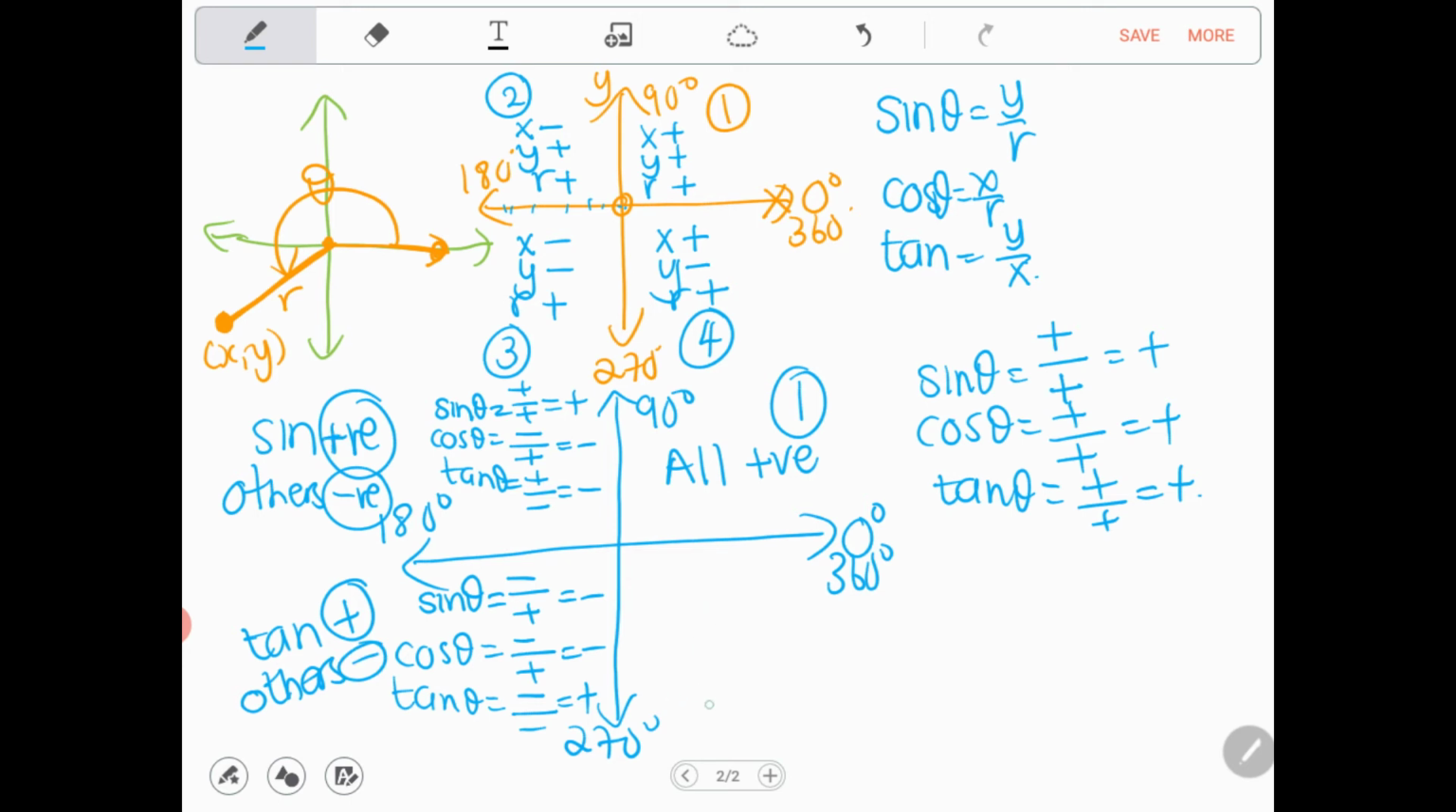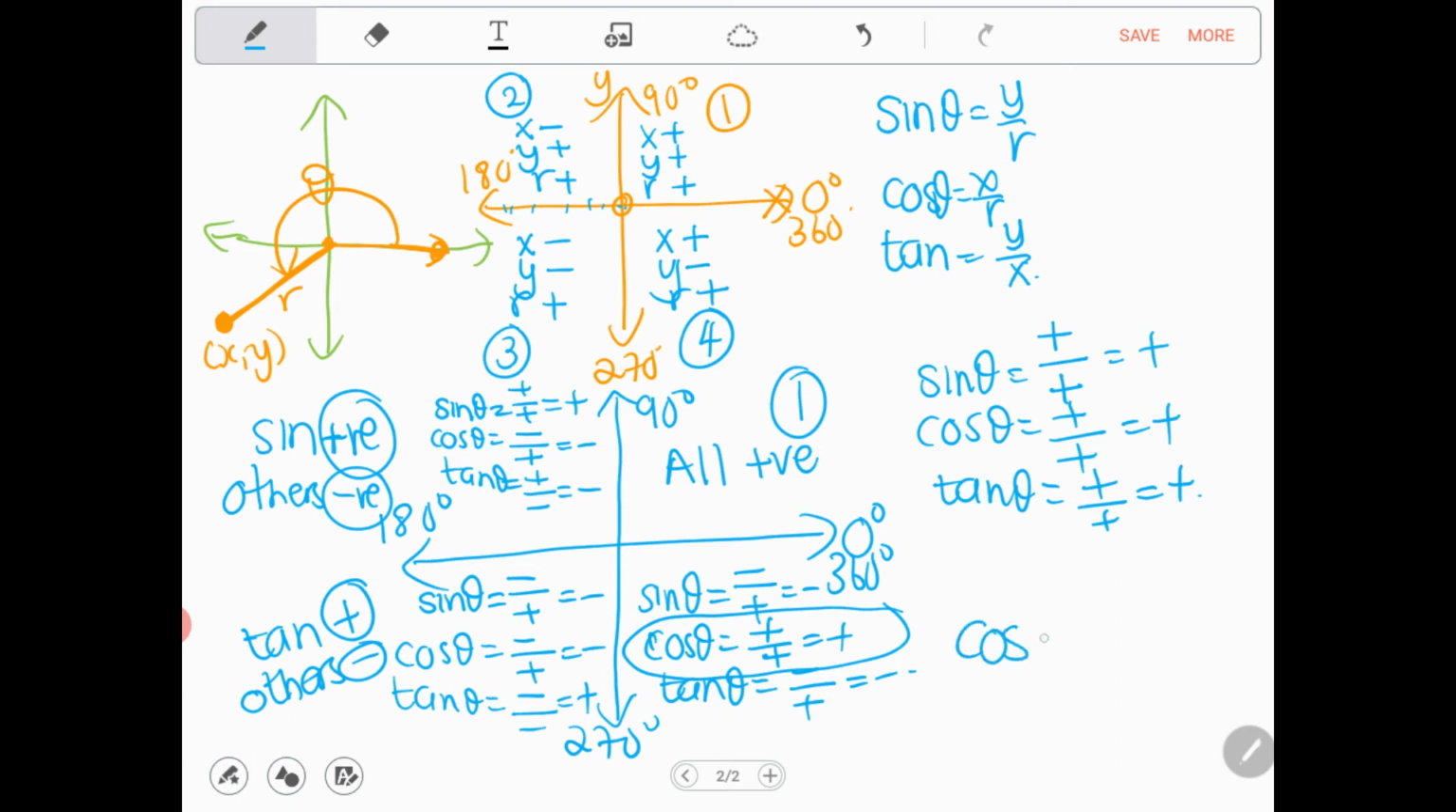Okay, and then finally looking at quadrant 4, if your angle is between 270 and 360, sine is y negative over r positive, which gives me a negative. Cos is x over r, x is positive, r is positive, so that's positive. And tan is y, which is negative, over x, which is positive, which gives me a negative. So in the fourth quadrant, cos is positive and the others are negative.